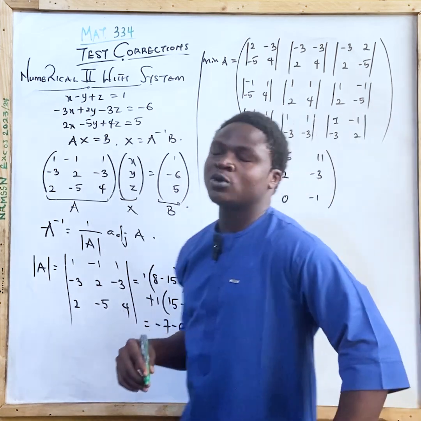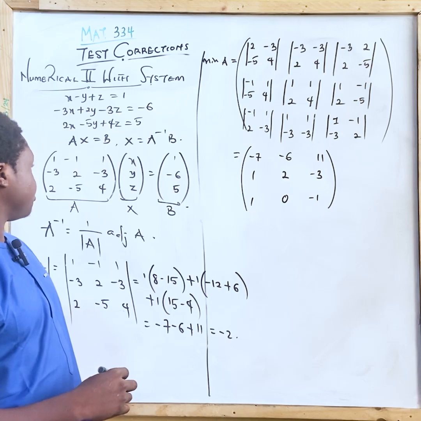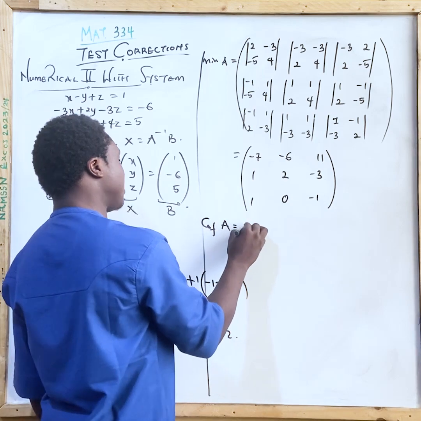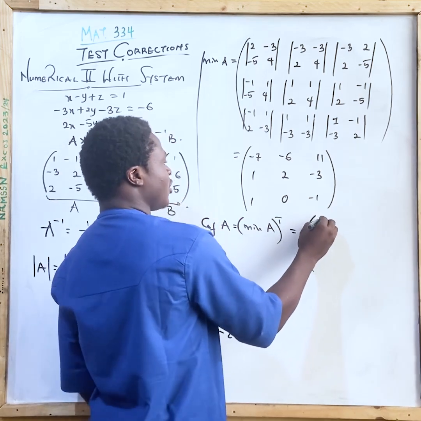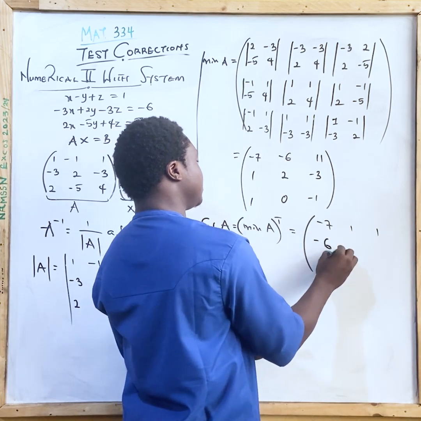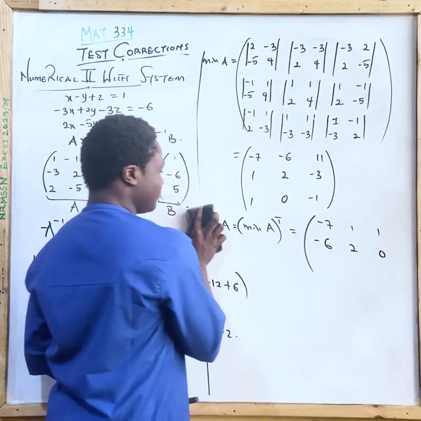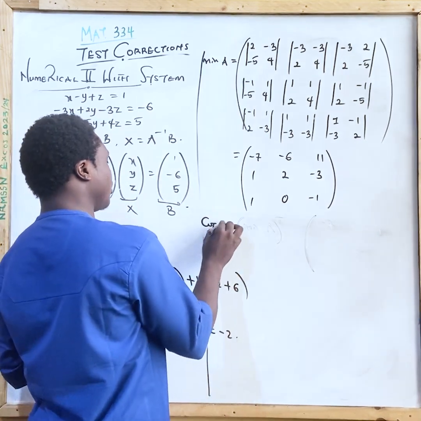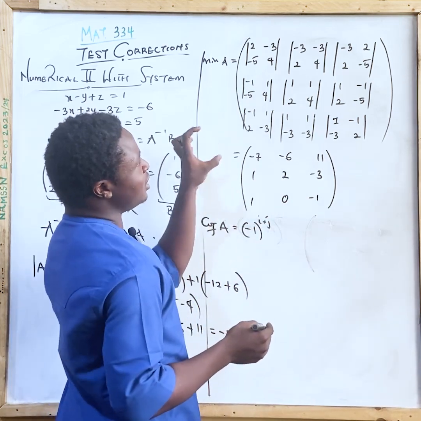And of course, from here, after the minor, we'll go and get the cofactor. So the cofactor of A is equal to the minor of A transpose, and that one is easily minus 7 1 1 minus 6 2 0. The cofactor of A is minus 1 to the power i plus j of the individual elements in the minor of A.